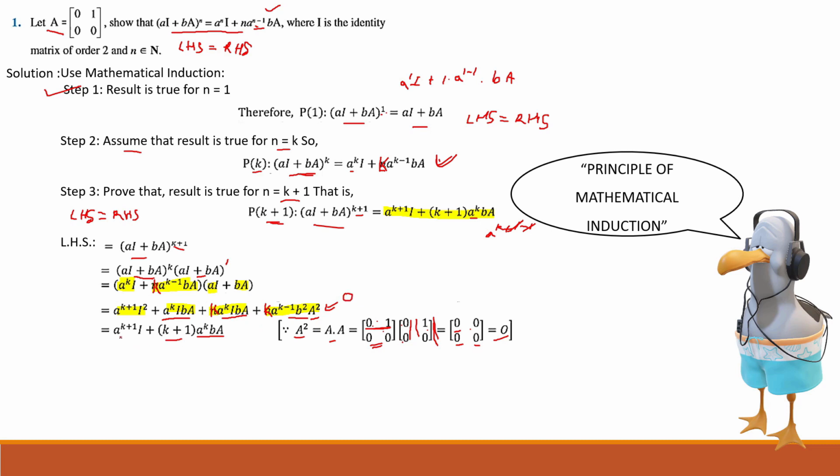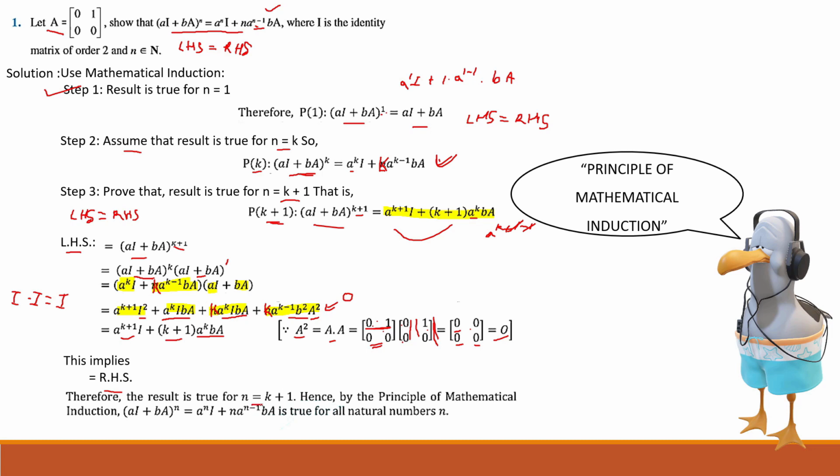तो अब बचा क्या, A raised to k plus 1. I square को हम लोग I लिख सकते हैं because identity matrix into identity matrix will be again an identity matrix, plus k plus 1 into A raised to k B A, which is nothing but RHS only. So therefore LHS is equals to RHS. That means the result is true for n is equals to k plus 1.